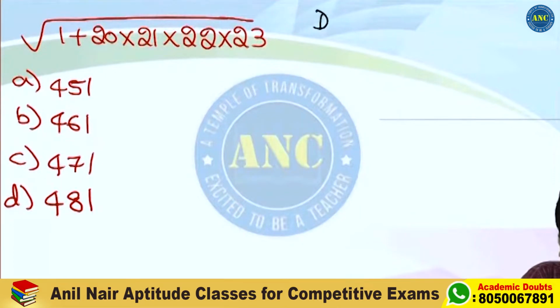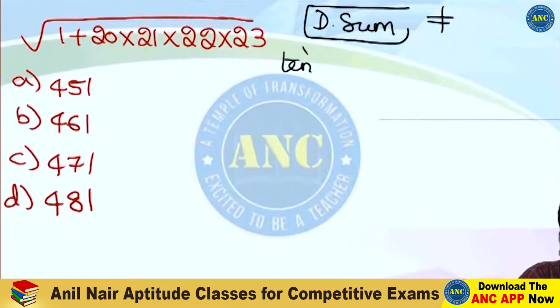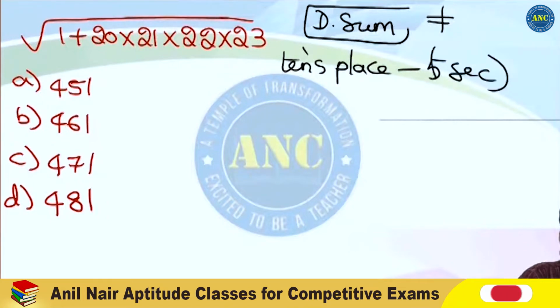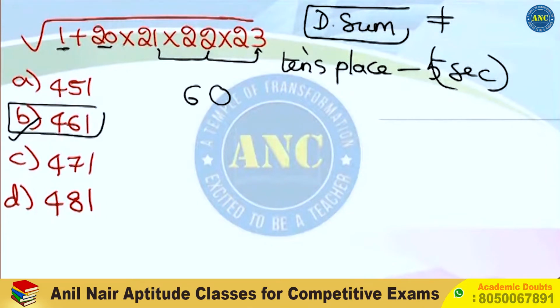In all these problems, digital sum will work beautifully. More than digital sum, the tens place can give you the answer in 5 seconds. How does it give? Any number multiplied by 10, the unit digit will be 0. Tens place is 1 into 2, 2 into 3, that is 6. The last two digits should be 61. Answer is 461. The answer is visible, dear. In 5 seconds this question can be solved.